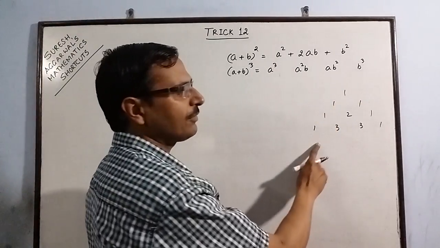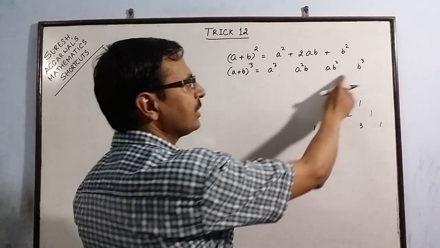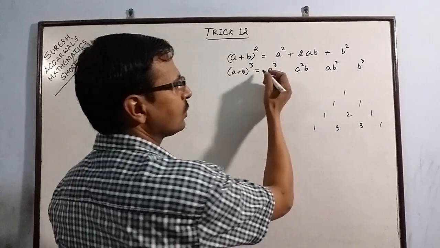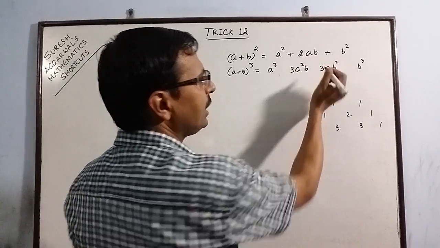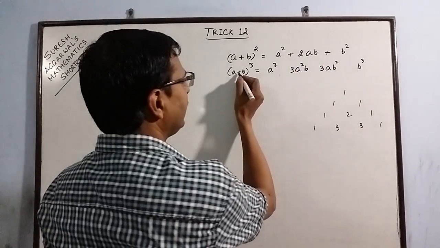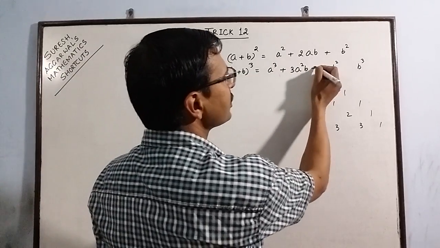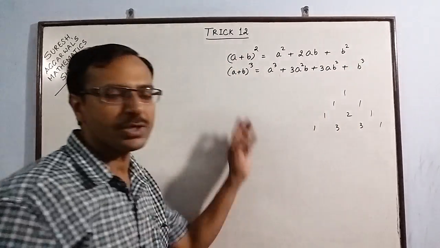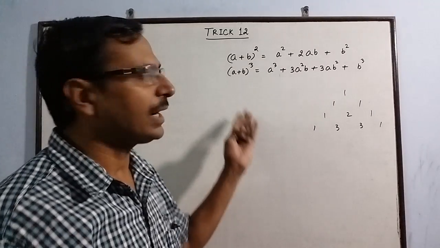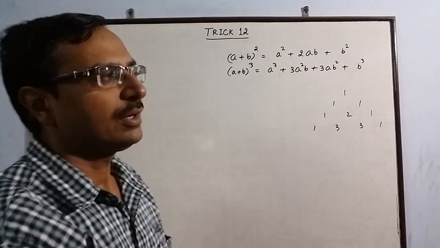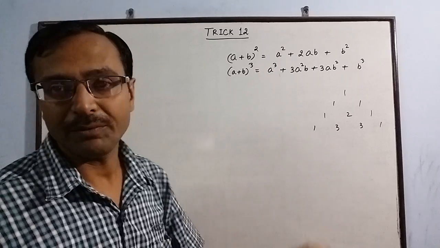For the coefficients, we refer to the Pascal triangle. 4 terms, 1, 3, 3, 1. So 1, 3, 3 and 1. And in between this we have this positive sign. So all terms will be positive. Using this expansion, you can write expansions of terms which have a higher power also.